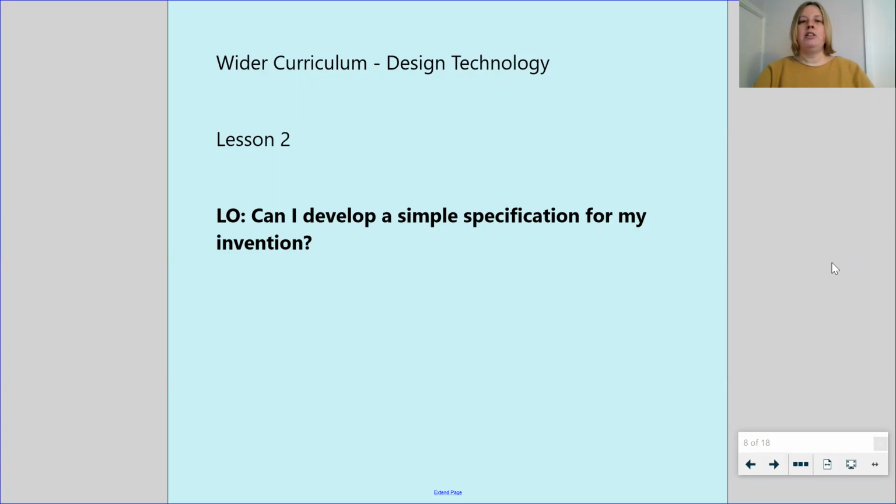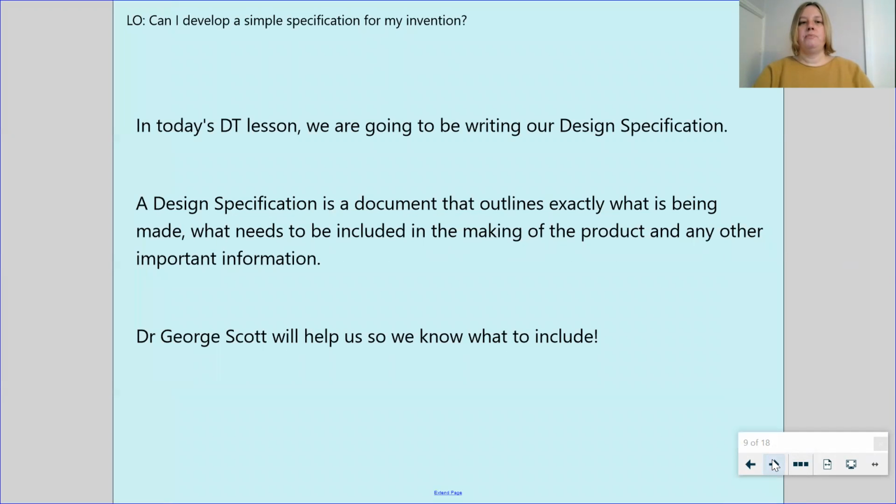Last week, you began your work on your inventions booklet. You also investigated inventions so that we can start to think of our own ideas for our own inventions. Then you researched and evaluated the penny farthing and the Victorian camera. Today, your learning objective is, can I develop a simple specification for my invention?